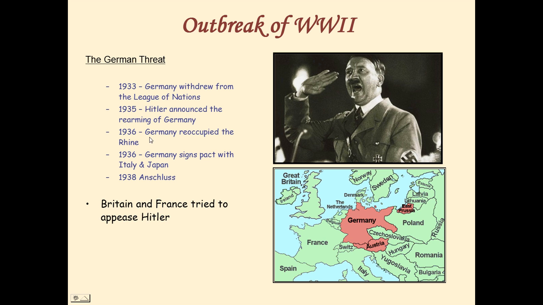And I'm not going to go through all of these, but in the 1930s, Germany became more and more aggressive. Hitler did things that were against the rules, according to the Versailles Treaty. Britain and France really didn't stand up to Hitler. They appeased Hitler. That means they gave in to his demands. By 1939, Germany had invaded Austria and annexed it. That's called the Anschluss. And by 1939, Germany was threatening to invade Poland. Britain and France said, no, if you invade Poland, we will go to war with you.